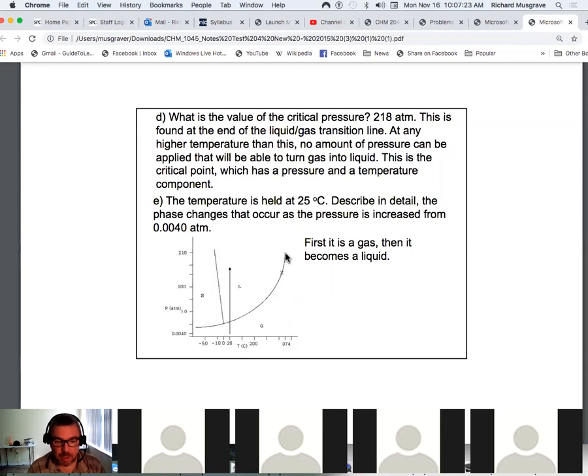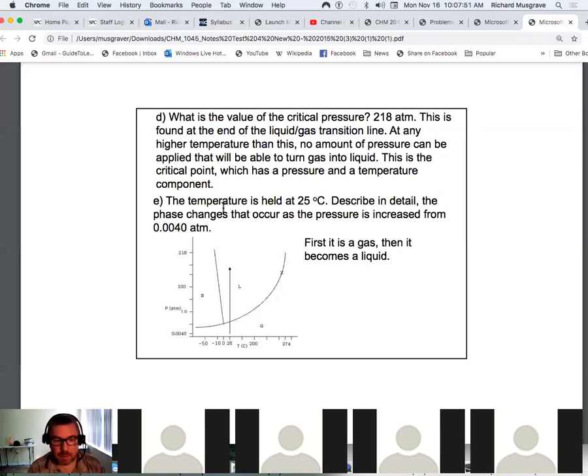You've got the critical temperature, which is going to be 374 degrees. That's the temperature at that point. And the critical pressure would be 218 atmospheres. Does anybody have any questions? So that's the critical point. So you could be asked either the critical pressure or the critical temperature. All you have to know is that the critical point is the end of the liquid gas line.